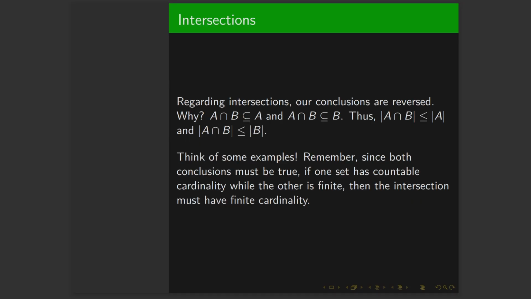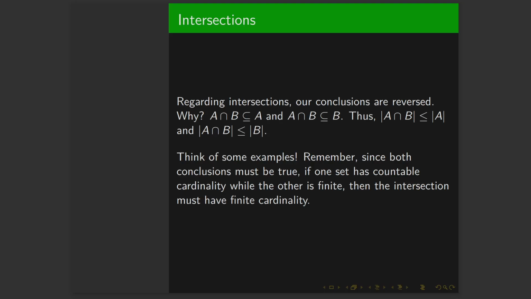Now let's look at intersections. You'll notice that our conclusions are reversed, because instead of A being a subset of A union B, we're going to have A intersection B as a subset of A, and A intersection B is a subset of B. So we must have that the cardinality of A intersection B is less than or equal to both the cardinality of A and the cardinality of B. You should be able to think of some examples.